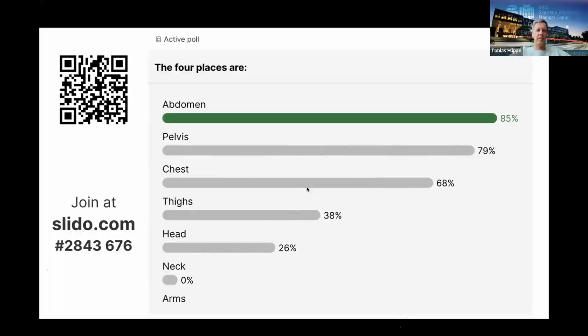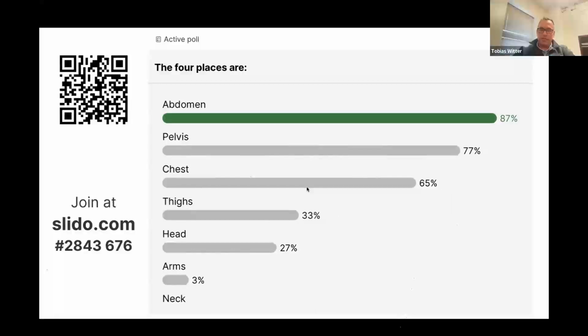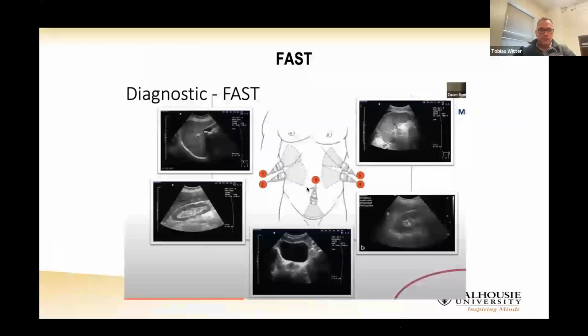So most, both for abdomen, pelvis, and chest. Pelvis and chest. Excellent. These are all pros, Tobias. No, can't teach them anything.